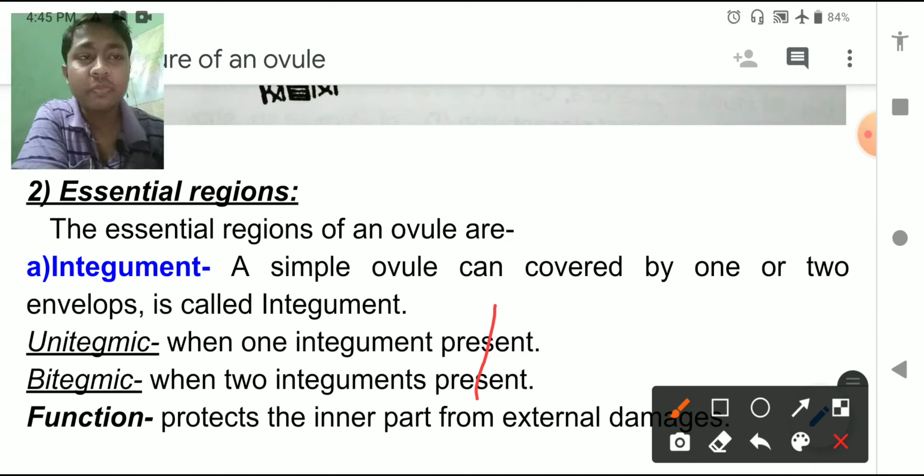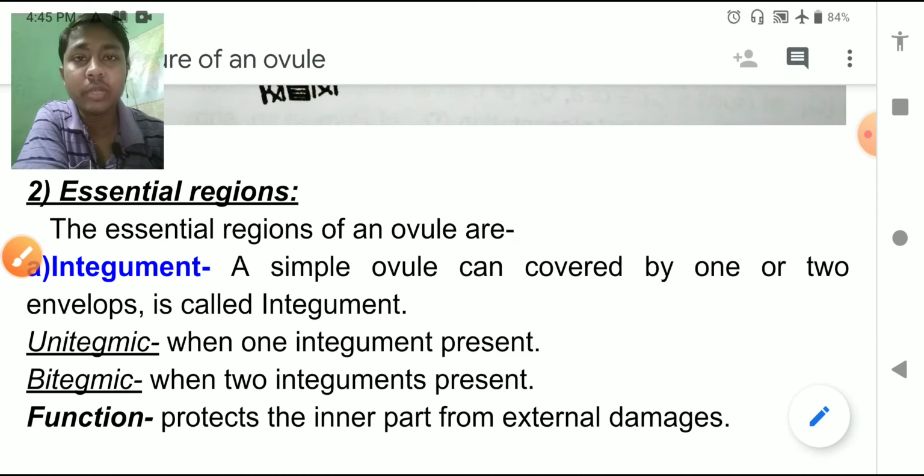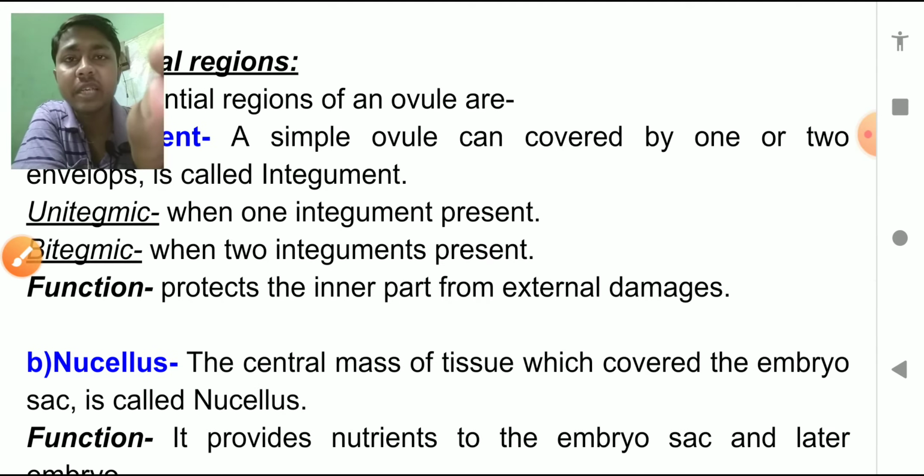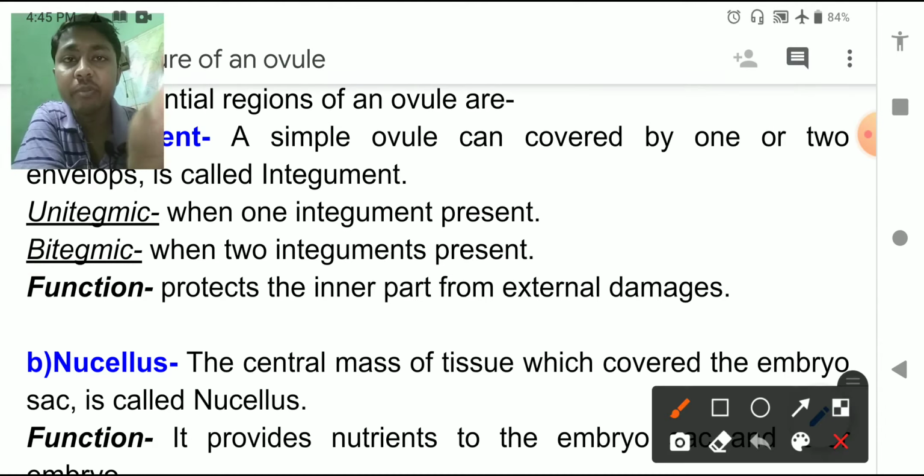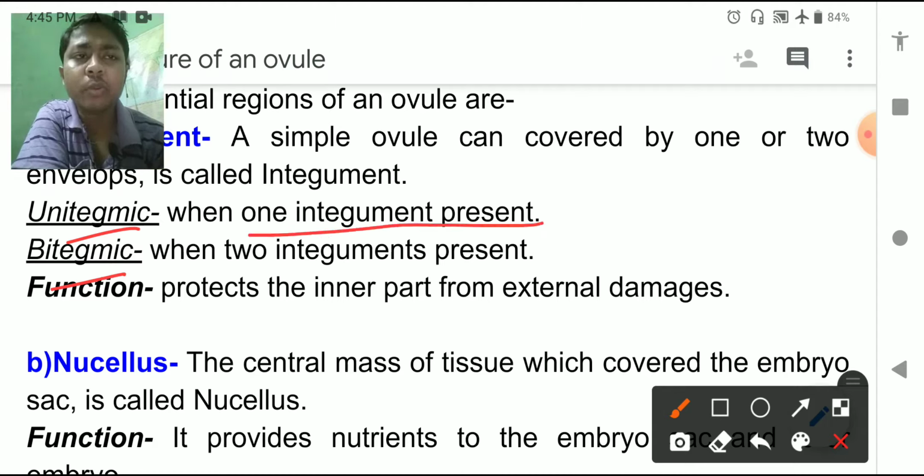This is the part of the integument, and sometimes the integument may be unitegmic or bitegmic. When one integument is present, it is called unitegmic, and when two integuments are present, it is called bitegmic. Basically, its function is to protect the inner part from external damage. This is the basic function of an integument.